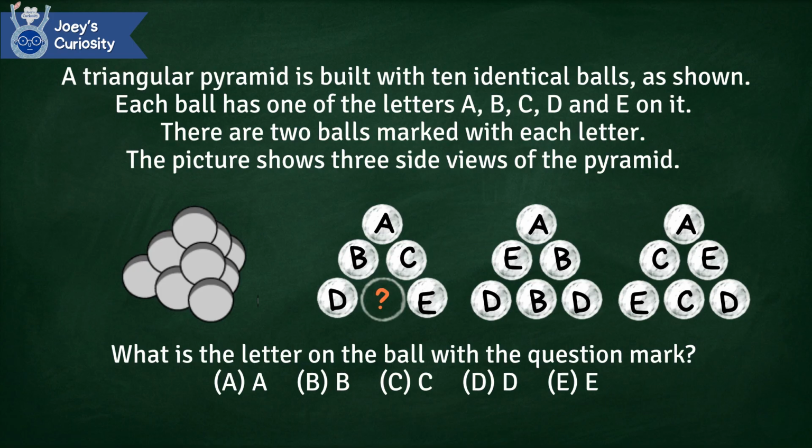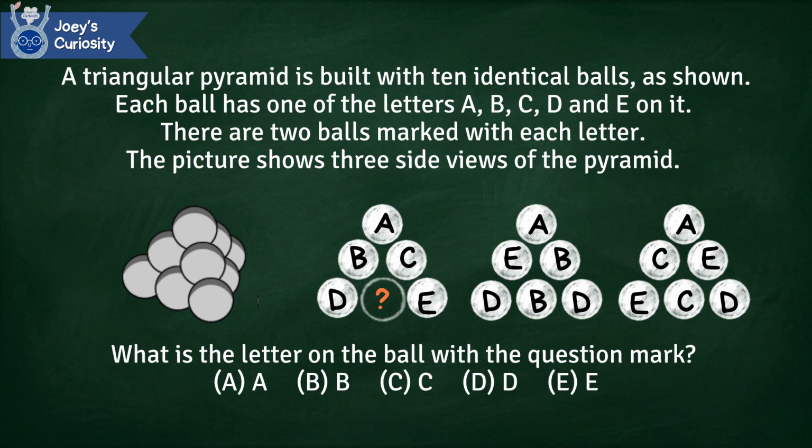A triangular pyramid is built with 10 identical balls, as shown. Each ball has one of the letters A, B, C, D, and E on it. There are 2 balls marked with each letter. The picture shows 3 side views of the pyramid. What is the letter on the ball with the question mark?